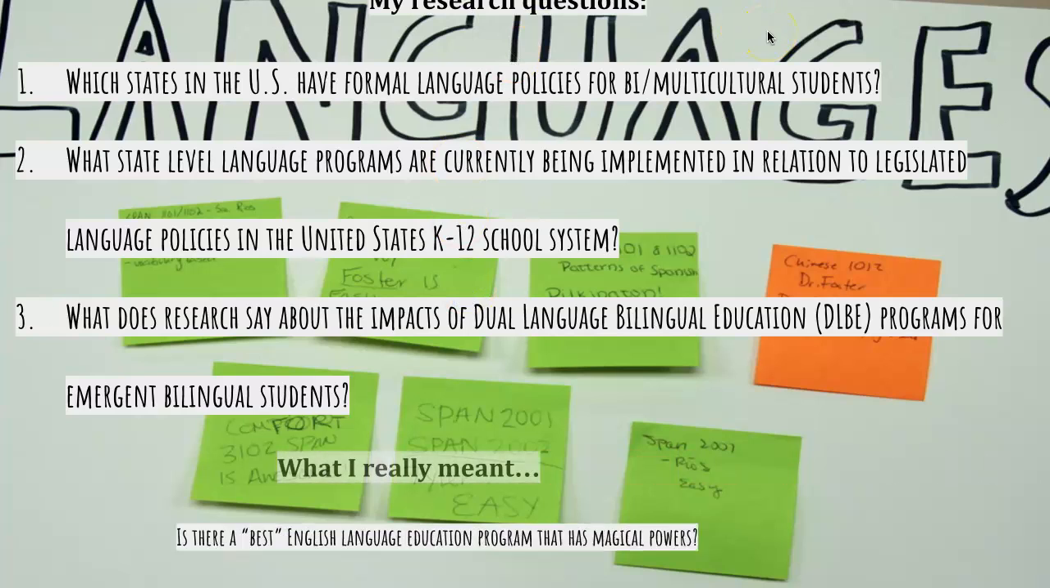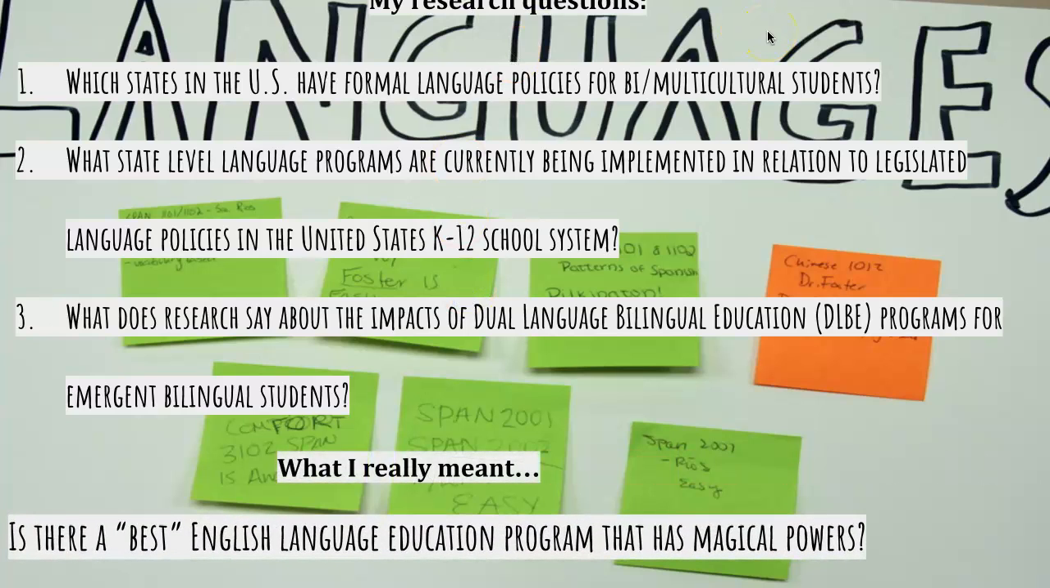My three research questions were, which states in the U.S. have formal language policies for bi or multicultural students? Which programs are currently being implemented in relation to the language policies in U.S. K through 12 schools? And what does research say about the impacts of dual language bilingual education programs?